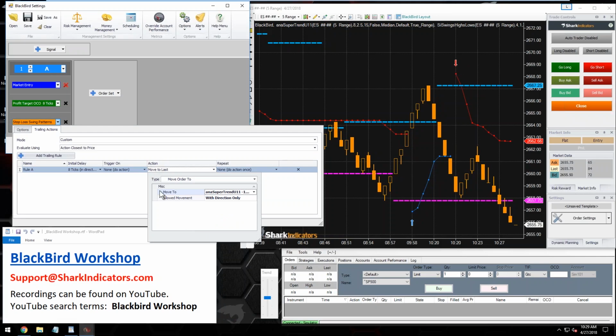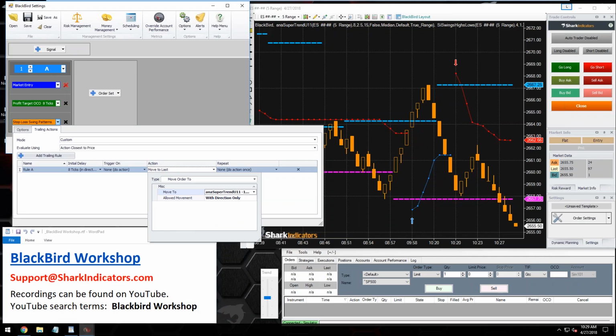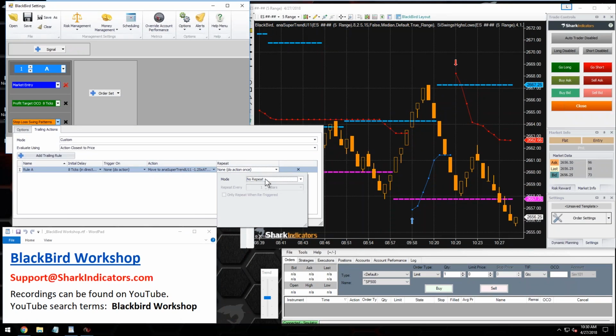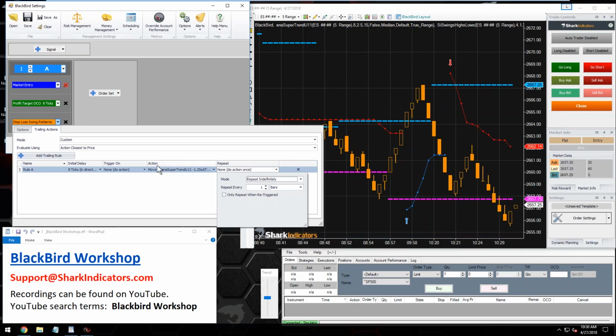Okay, so we have our action set, which is what moves the stop loss to the indicator value. And then repeat: since this is a continuous trailing, we're going to set the repeat to indefinite there. Now when you're using indicators to set the price of your order, your stop loss, or your profit target, indicators basically only update once per bar. So you'll want to just leave this repeat every 1 bar.